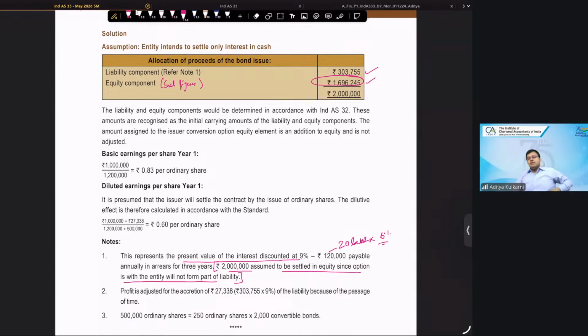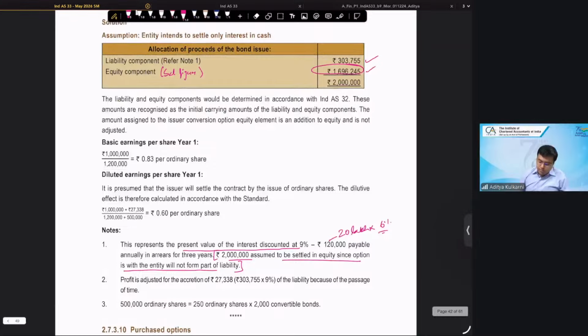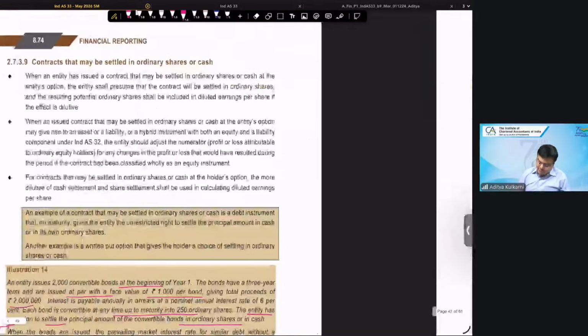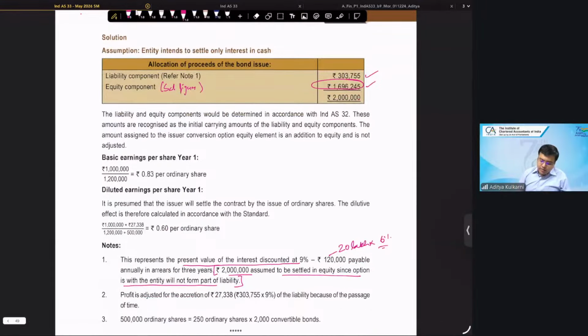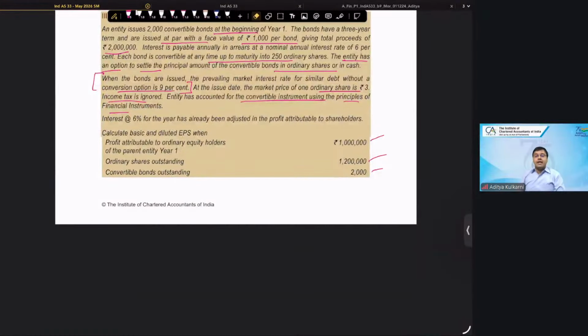So total 20 lakhs are there. So 16 lakh 96,245 or 244. This becomes your equity. Now, what have they done? The liability and equity components would be determined. The amount assigned to the issuer conversion option is an addition to equity and is not adjusted. Basic earnings is already included as part of profit attributable to ordinary equity holders. They have given this. Interest is already adjusted.